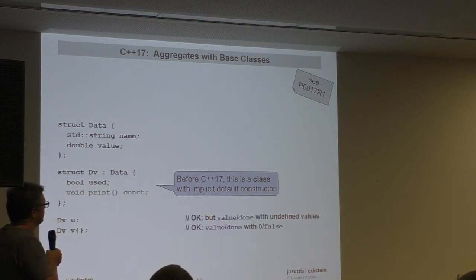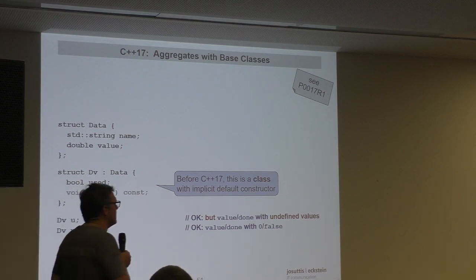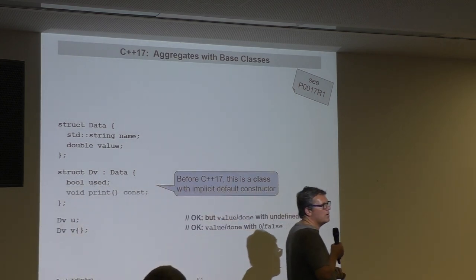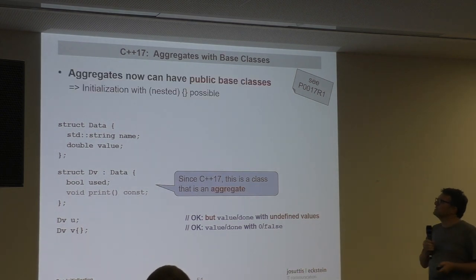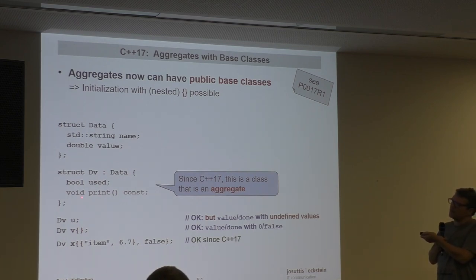So the rules are, you can now declare the object, but you can also declare it with empty curly braces. And if you use empty curly braces in an aggregate, all the members are initialized by their default values, including the fundamental data types, which get the value that corresponds with zero. So this is now an aggregate, and this will now work and initialize the object. And because in C++17 this is an aggregate, you can even use that to pass an initial value to the base type. So you can do this.